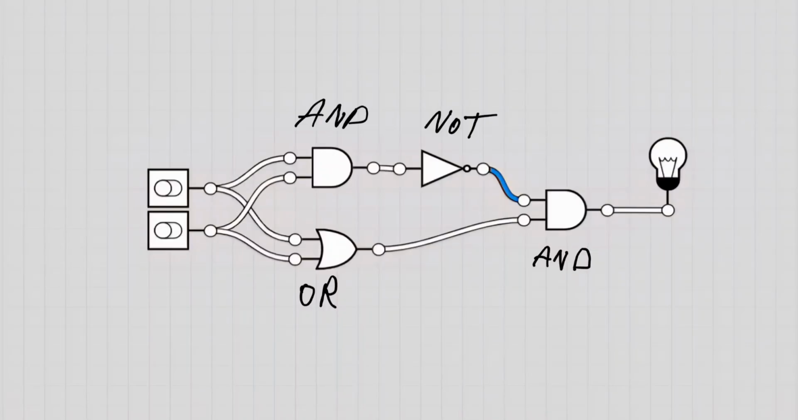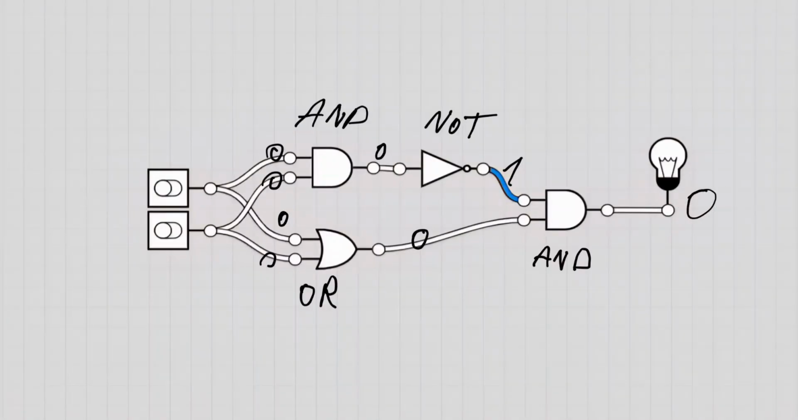First case: when both inputs are 0, the first AND gate receives 0 and 0, so its output is 0. The NOT gate then inverts this 0 into 1. At the same time, the OR gate checks the inputs. Since both inputs are 0, the OR gate outputs 0. Finally, the outputs of the NOT gate and OR gate are connected to the final AND gate. Since one input is 1 and the other input is 0, the final AND gate output is 0. So the lamp stays off.